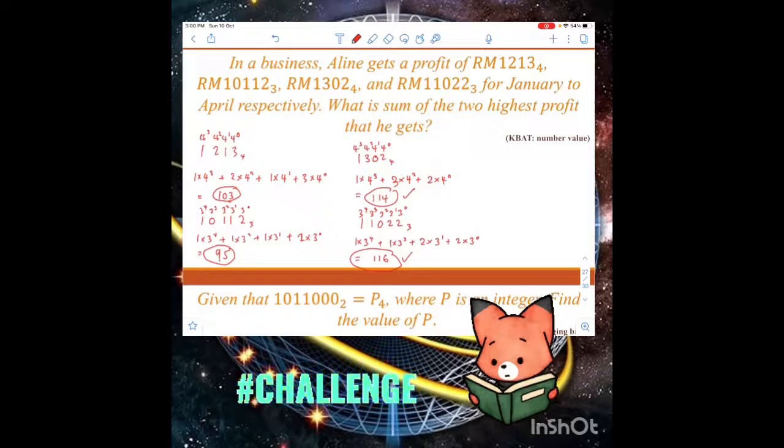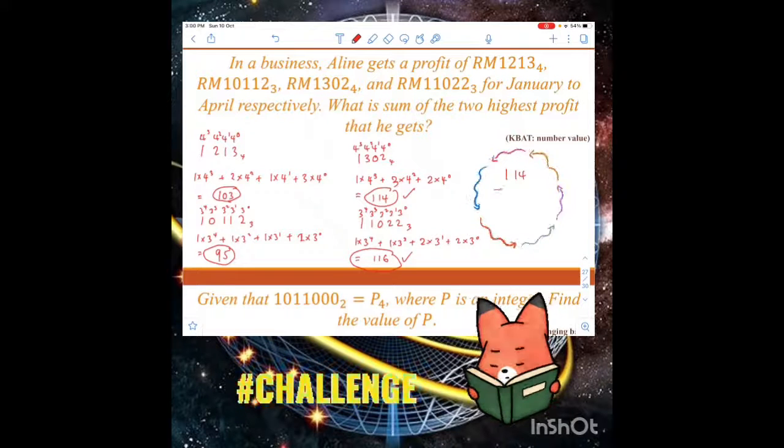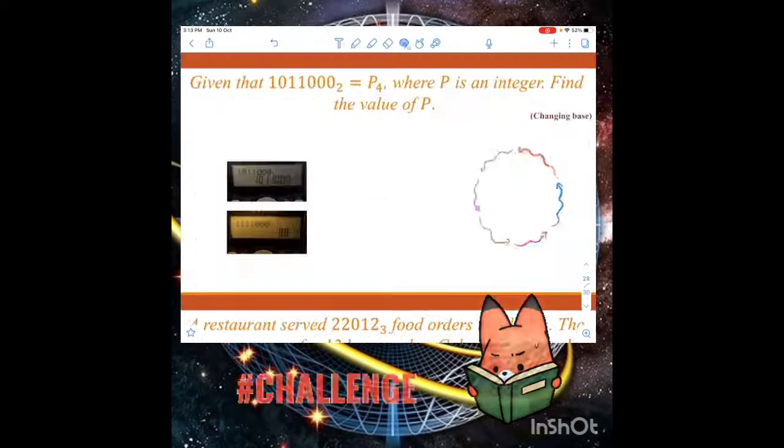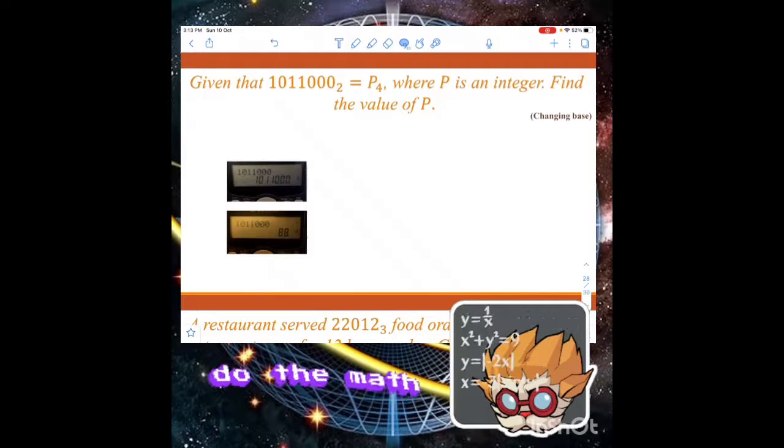So what is the sum of the two highest profits that he gets? The sum of the two highest profits that he gets is 114 plus 116. Then you will get 230. Alright? So the answer is 230. Next question, we will see a relatively simpler question compared to the example just now.